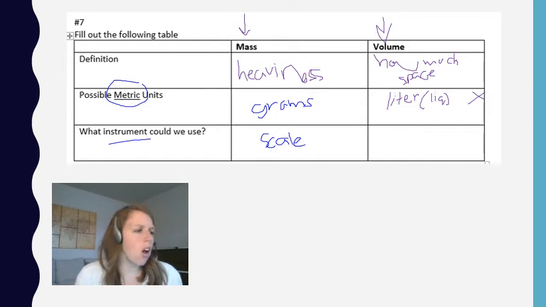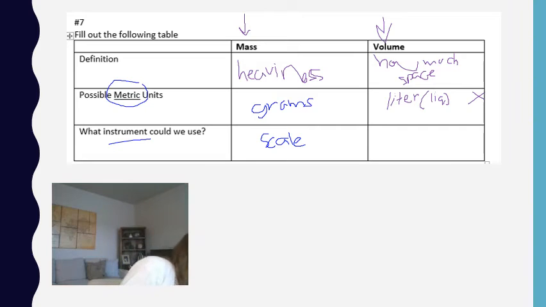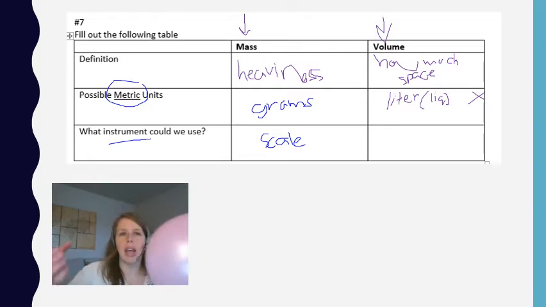Now, but also, my balloon I'm trying to pick up here. Wow, it's being really challenging with me. I don't know if I'm going to be able to get it. My balloon also has volume, but it's not a liquid. I can't pour it into a cup and see how many liters it has.